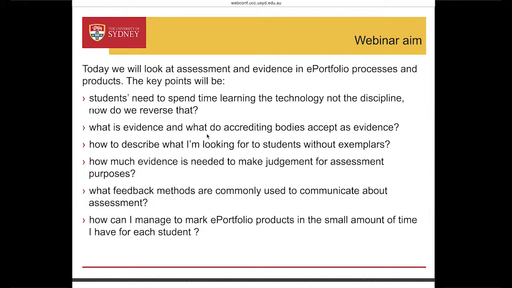And finally, how can I manage to mark ePortfolio products in the small amount of time that I have for each student? Thanks for putting that one in, Shane. That was really good. But if that's the common feedback that you're getting from people, I don't have an answer to that one.